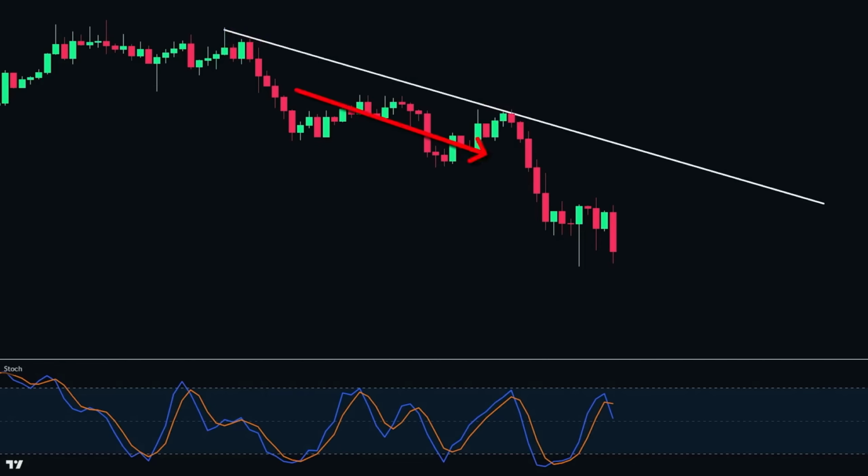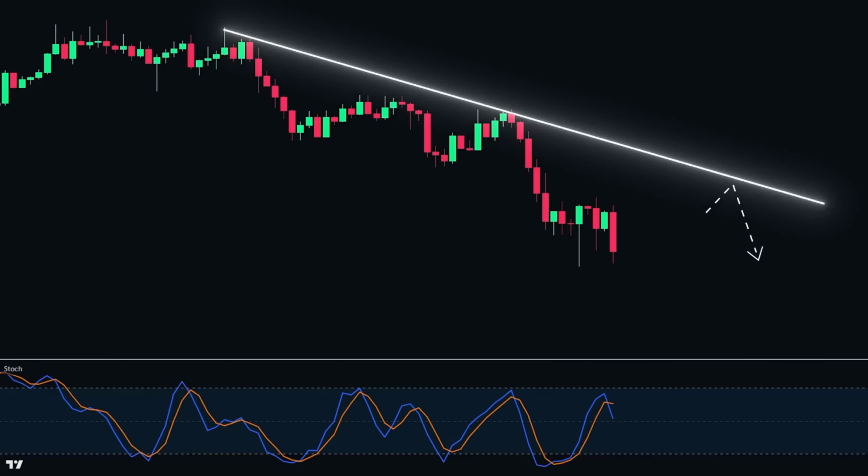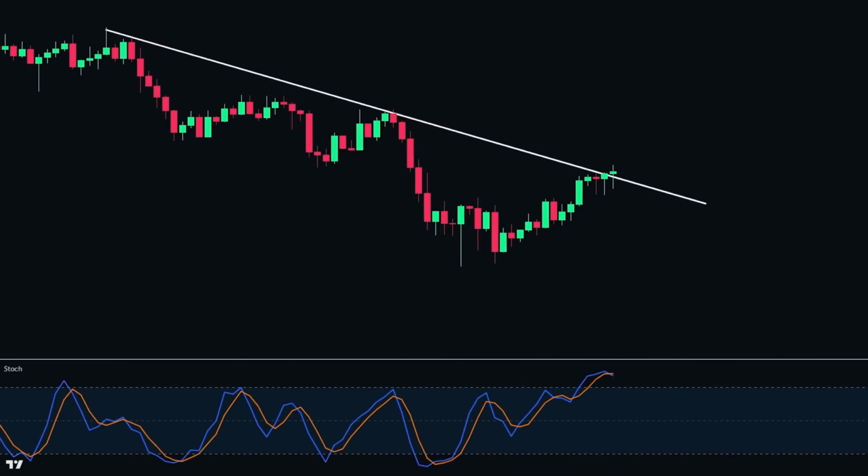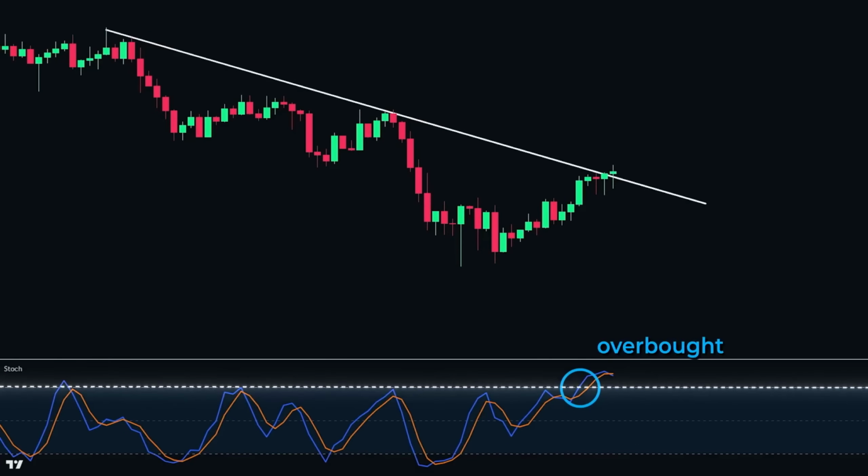Since the overall trend is heading down, the setup we're looking for is price bouncing off this trend line to the downside. That's why we only draw the trend line and above. Didn't need to draw the one below. We wait for price to approach the trend line, while the stochastic crosses the overbought line.